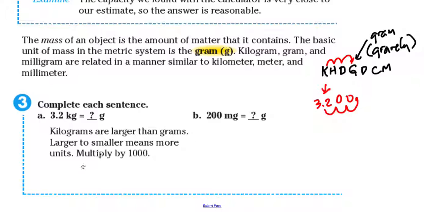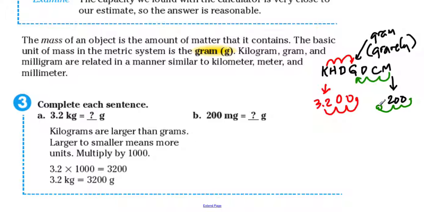And since it's larger to smaller, you need to multiply. So this is 3,200 grams. And let's go back to letter B. No, let's not go back because we haven't been there yet. Okay, 200 milligrams is how many grams? Milligrams is right around here. And then we put 200, and we're going to grams now. So from milligrams to grams would be 1, 2, 3 spaces to the left. Okay, get that decimal right here, jump it 3 spaces to the left. 1, 2, 3, decimal there.